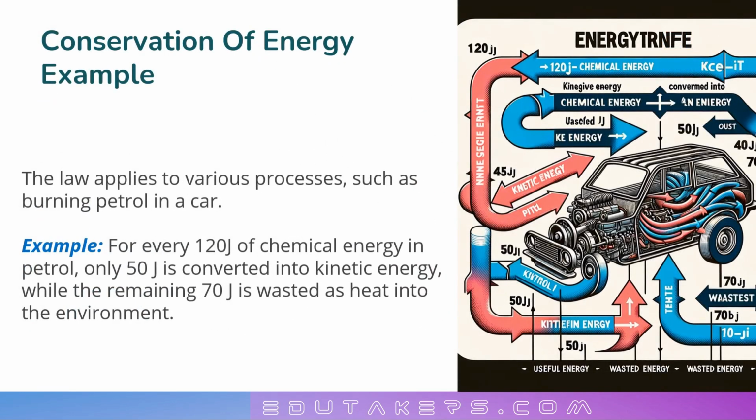The law of conservation of energy is not just theoretical, it applies to real-world processes, such as the burning of petrol in a car engine. Consider this: for every 120 joules of chemical energy in petrol, only 50 joules propel the car forward as kinetic energy. The remaining 70 joules escape as heat, an energy loss to the environment. This example illustrates the practical implications of energy conservation and efficiency in everyday technology.